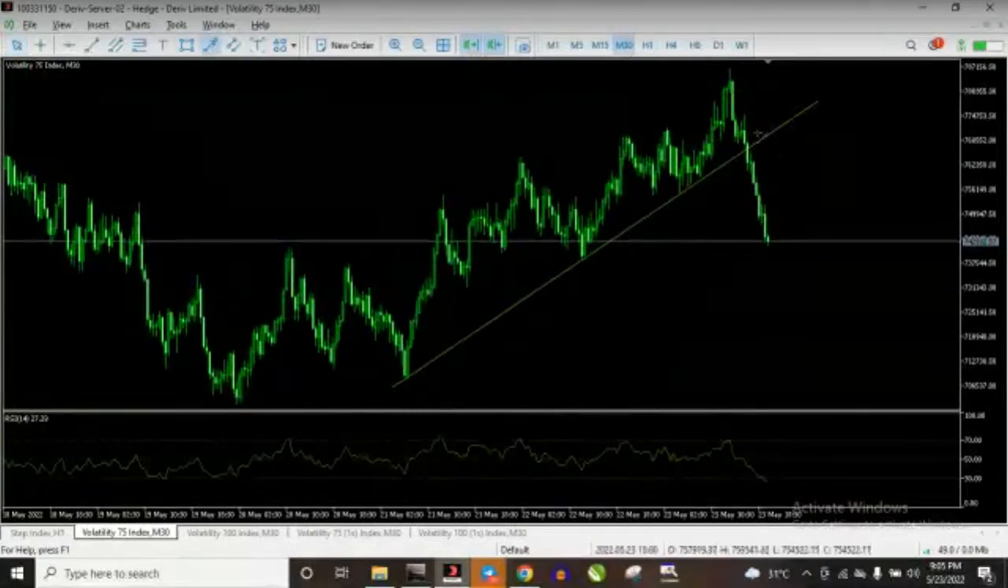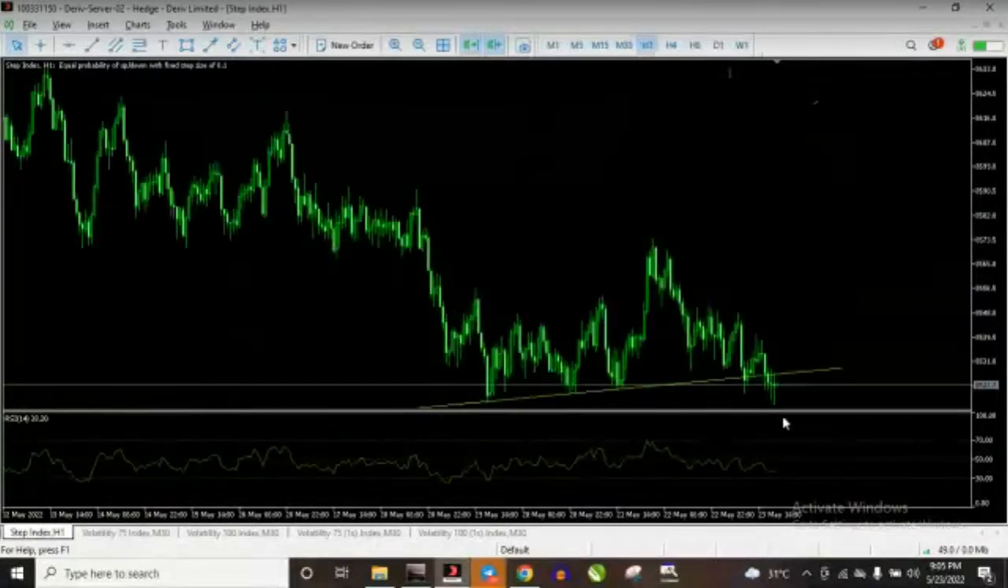Now, look at what is happening on V75. This has been selling and it will still sell further. So what that tells you is don't sell step index. It is dangerous to sell step index. Look for an opportunity to buy step index. Once I'm done with this call, let me just do a live analysis and see if we can pick a live trade on this analysis.